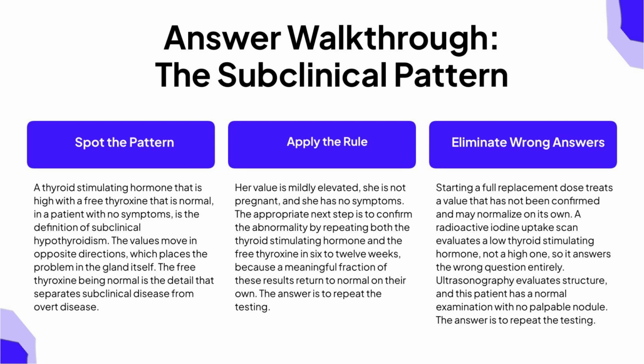Starting full replacement treats a value you haven't confirmed, the classic Act 2 fast trap. A radioactive iodine uptake scan evaluates a low thyroid stimulating hormone, not a high one, so it answers a question nobody asked. An ultrasonography evaluates structure, but her exam is normal with no palpable nodule, so there's nothing to image. The answer is to repeat the thyroid stimulating hormone and free thyroxine in 6 to 12 weeks. Confirm before you treat pointed you straight to it.